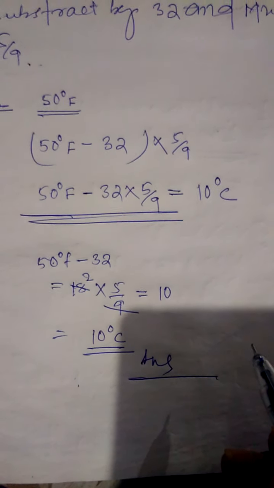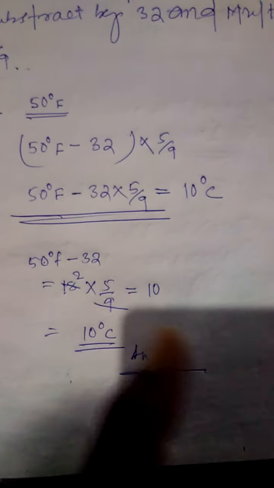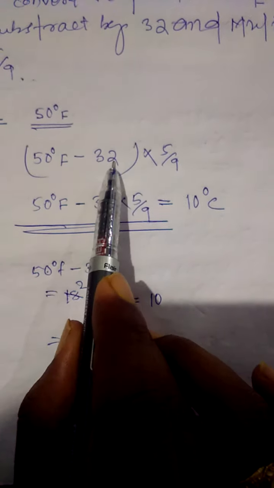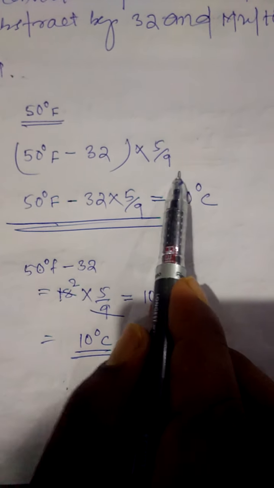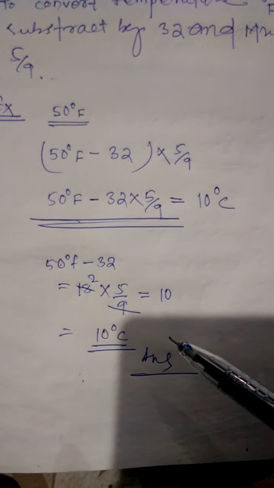So in this way we can calculate various numbers by this formula. Any number you subtract with 32 and multiply with 5 by 9, then we will get the accurate conversion from Fahrenheit to degree Celsius. Now we can convert Celsius to Fahrenheit. For this, what formula do we take?